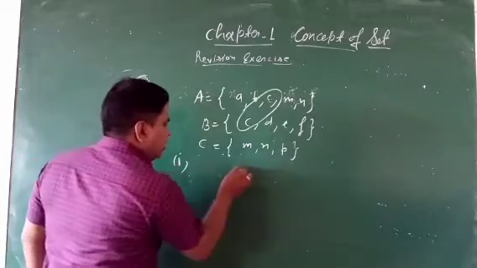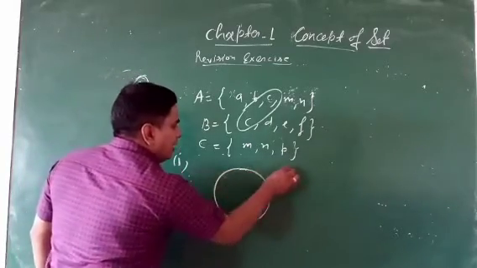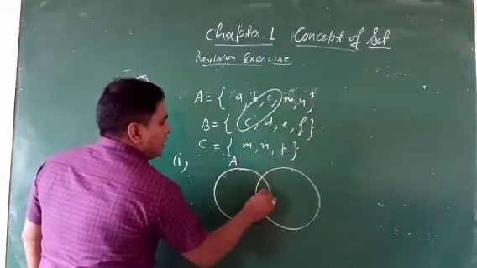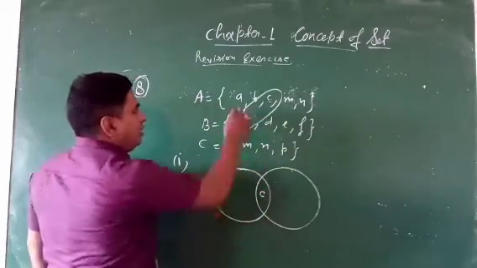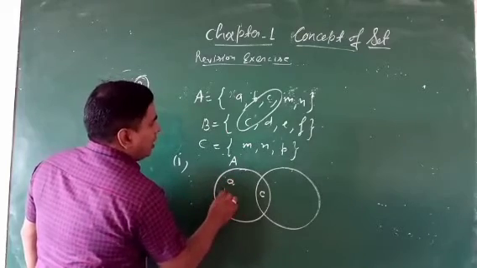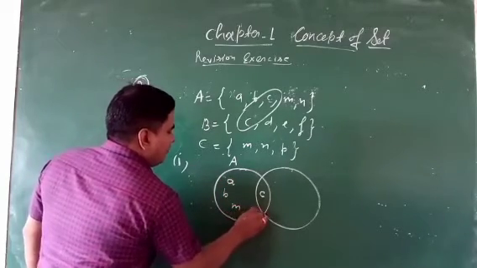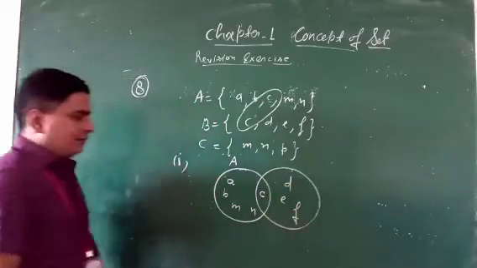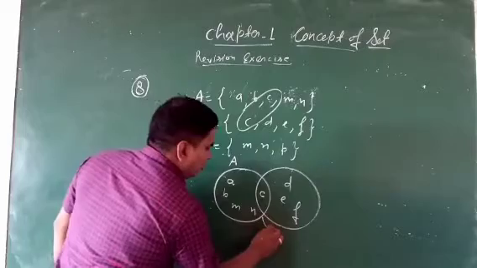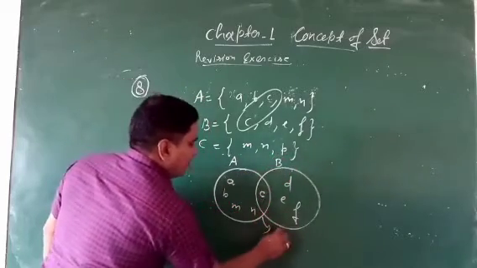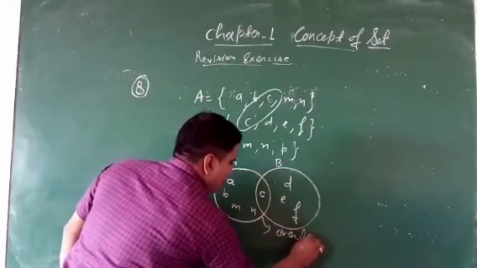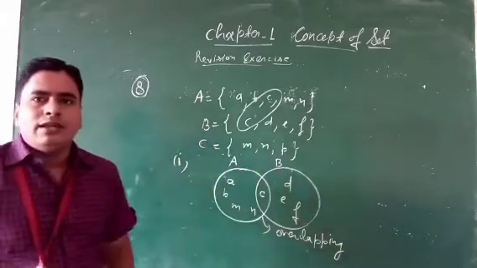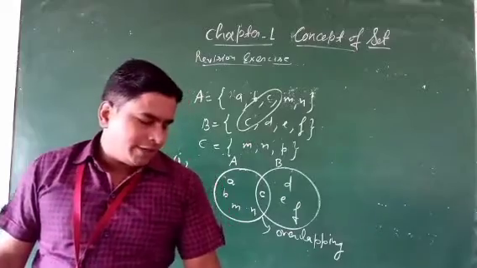So therefore, see here by the Venn diagram, we can easily understand this point. A and B are overlapping. So only one element common. Clear? And the rest of the elements here we write: A, B, M, N and D, E, F. So both A and B are overlapping sets. Clear? Okay.